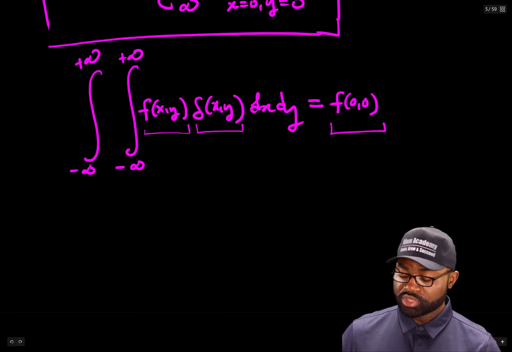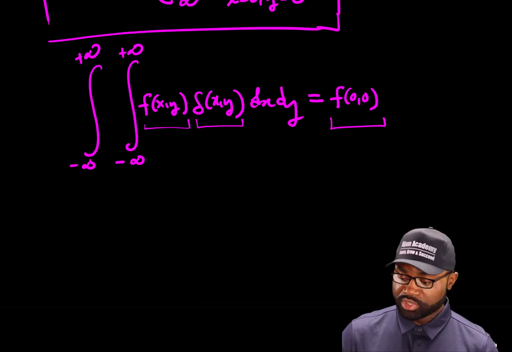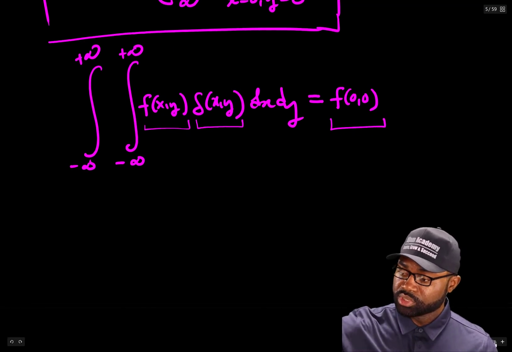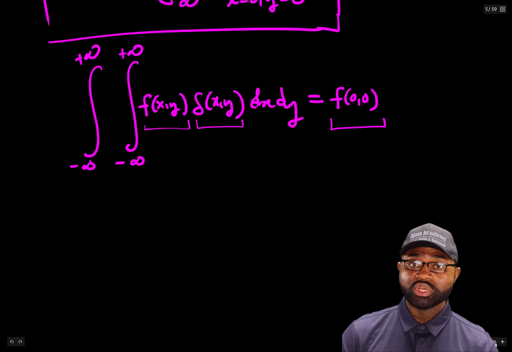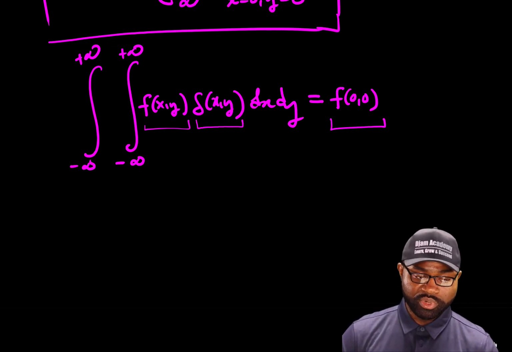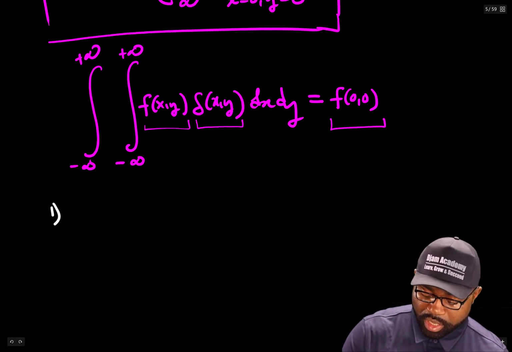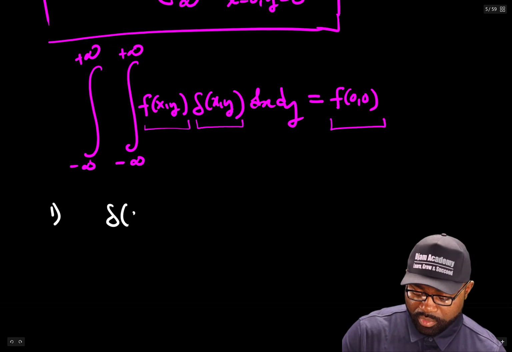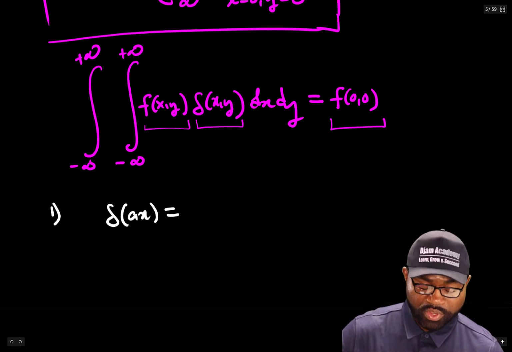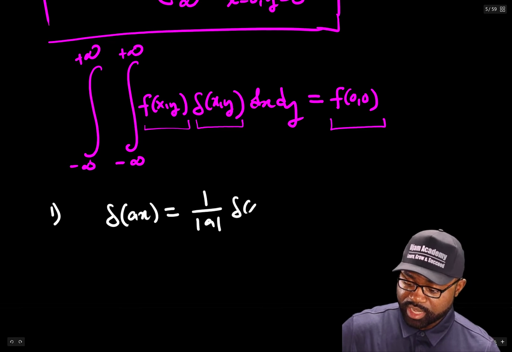Now, before we move on to the next function that is very important, it is worthwhile to review some important characteristics of the point impulse function. One, delta(ax) is equal to 1 over the magnitude of a times delta(x).